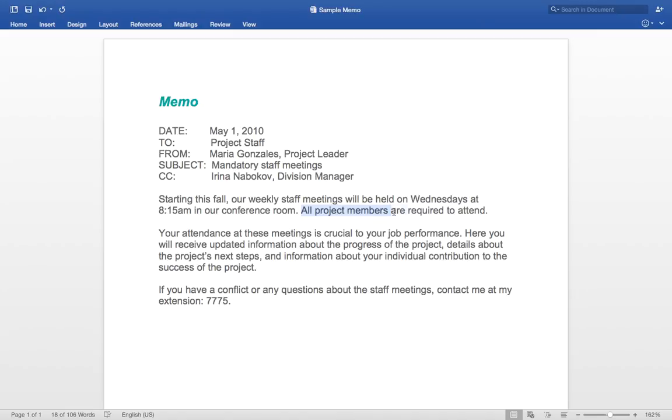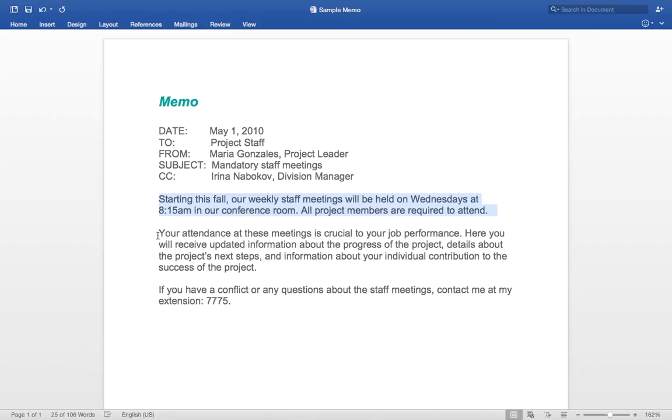And then the second part of this opening is equally as direct and concise. It says all project members are required to attend. So again, this is explicit, this is clear, there's nothing superfluous, no extra adjectives or adverbs, no extra clauses, nothing more than the basic information. So you need to know when the staff meetings are, where the staff meetings are, and the fact that you are required to be there. And that's what this opening tells you.